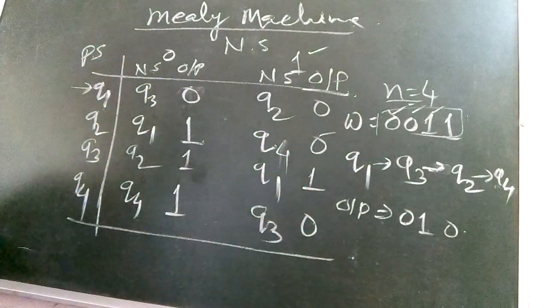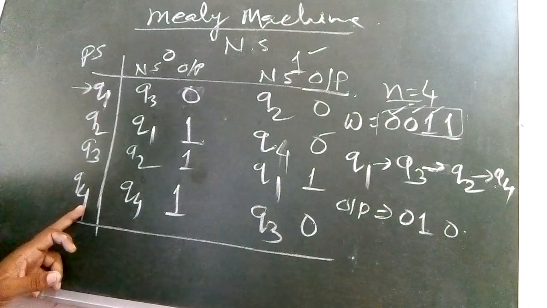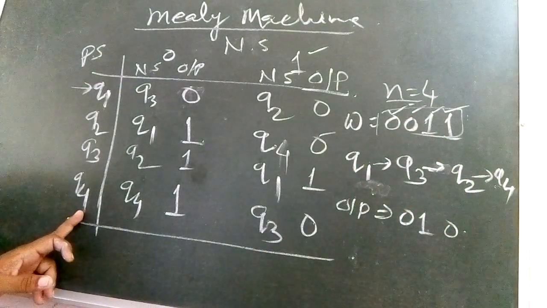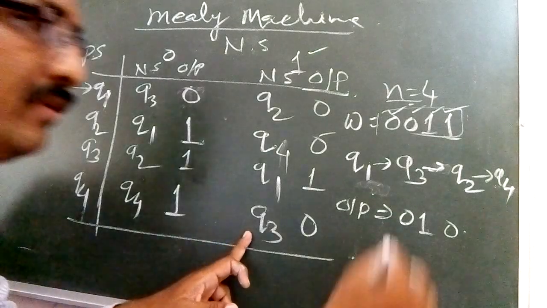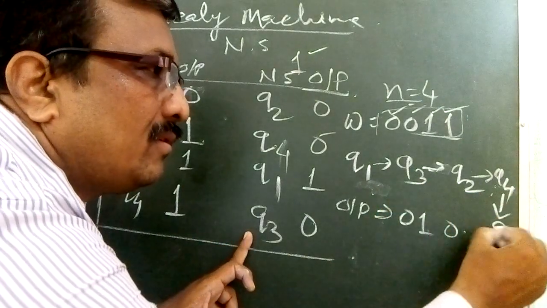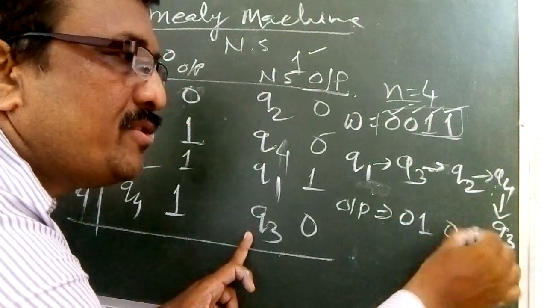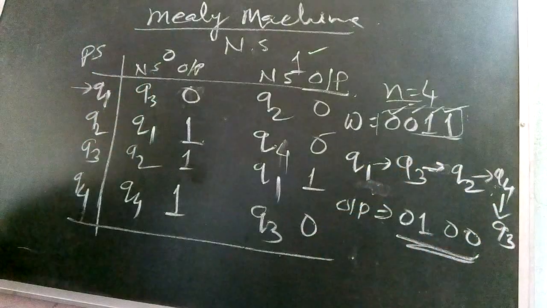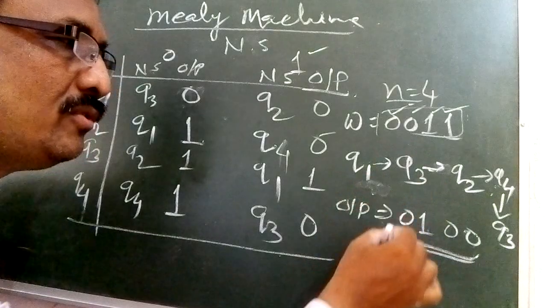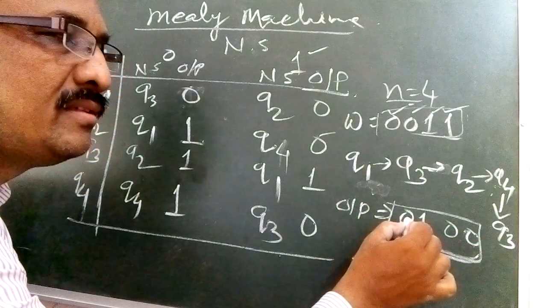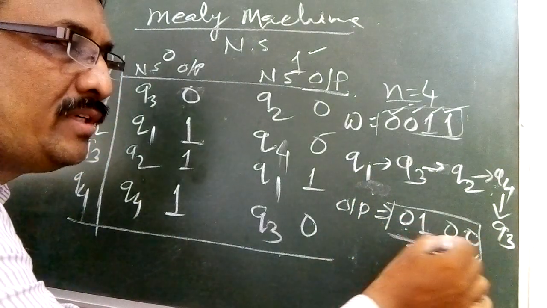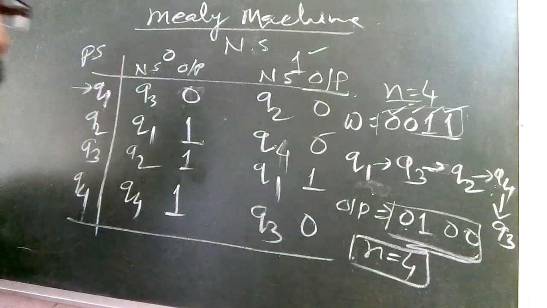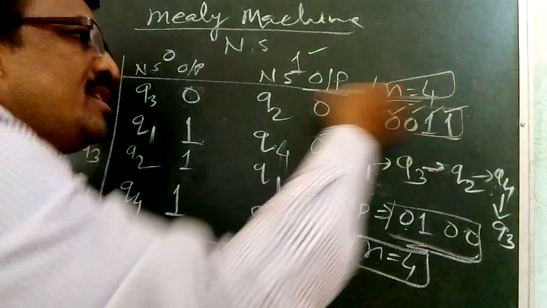And from Q4 for the last input 1, it will go to Q3 and output will be 0. So here the machine will stop. The final state is Q3 and the output is 0100, that is the length of output is 4 and the length of input is 4.